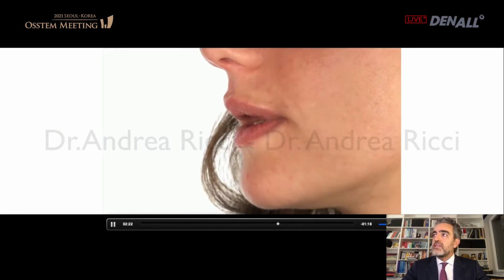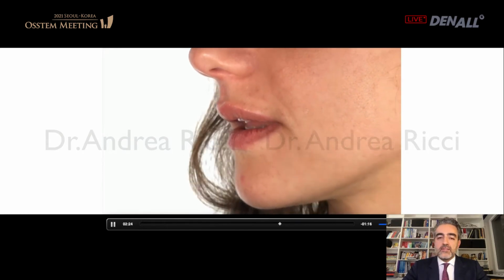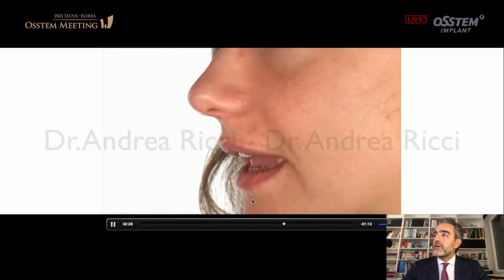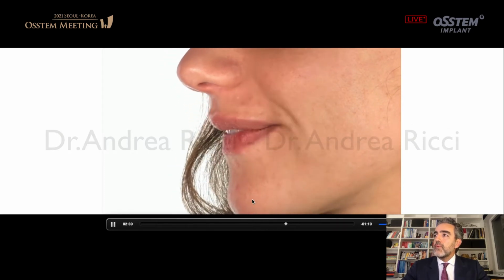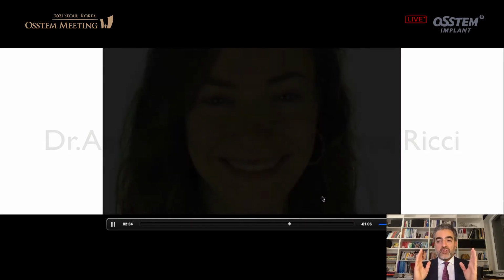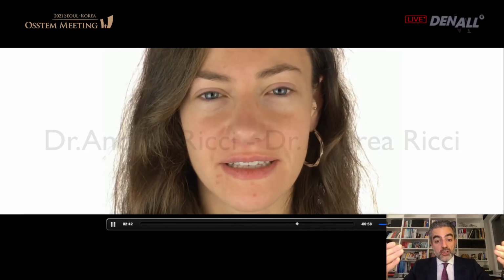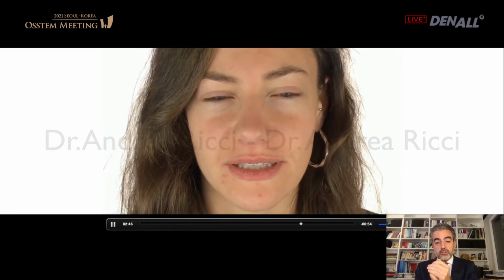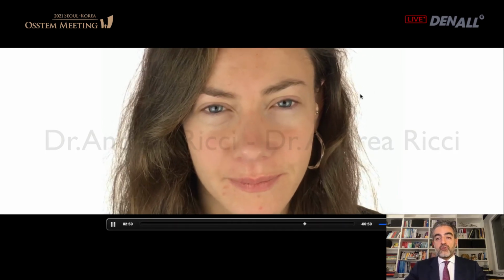And here you can see the mock-up when I try the phonetics, and then the face, and remember the difference now. Now look at how she is smiling. She is very comfortable. She is very happy. She is watching herself on the computer. She's not watching herself in the mirror. Never give the mirror to the patient, for these reasons.